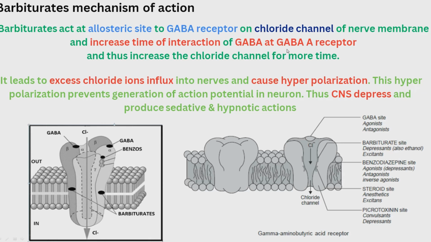So barbiturates act at the allosteric site of the GABA receptor on the chloride channel of the nerve membrane, increase the time of interaction of GABA at the GABA receptor, and thus keep the chloride ion channel open for more time. Excess chloride ion influx causes hyperpolarization. This prevents the generation of the action potential in the neuron. Thus, the CNS is depressed and produces sedation and hypnosis.